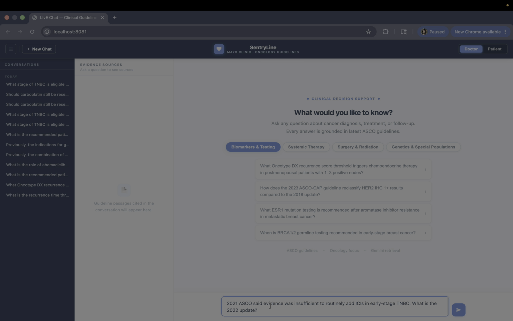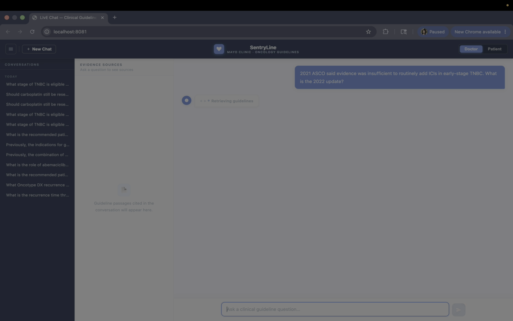Now, let us look at an example of triple negative breast cancer patients. The question is, 2025 ASCO said evidence was insufficient to routinely add ICIs in early stage TNBC. What is the 2022 update?